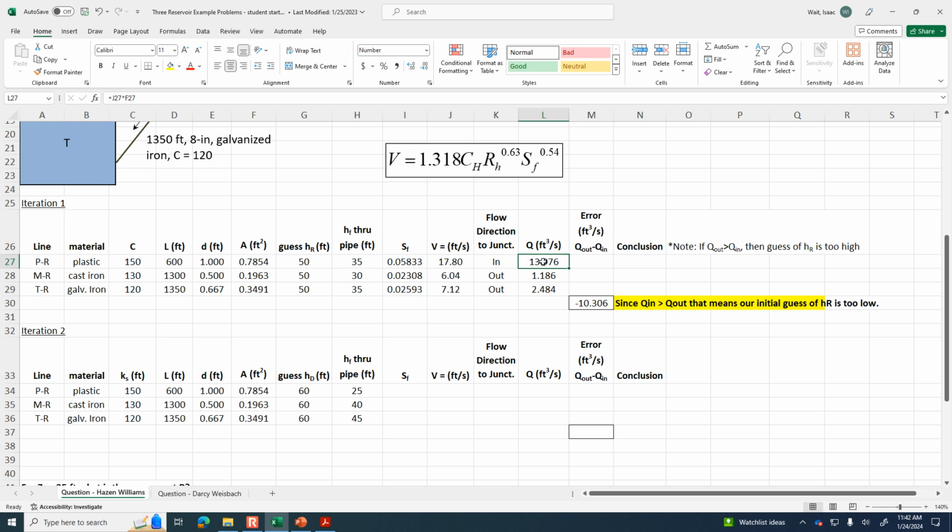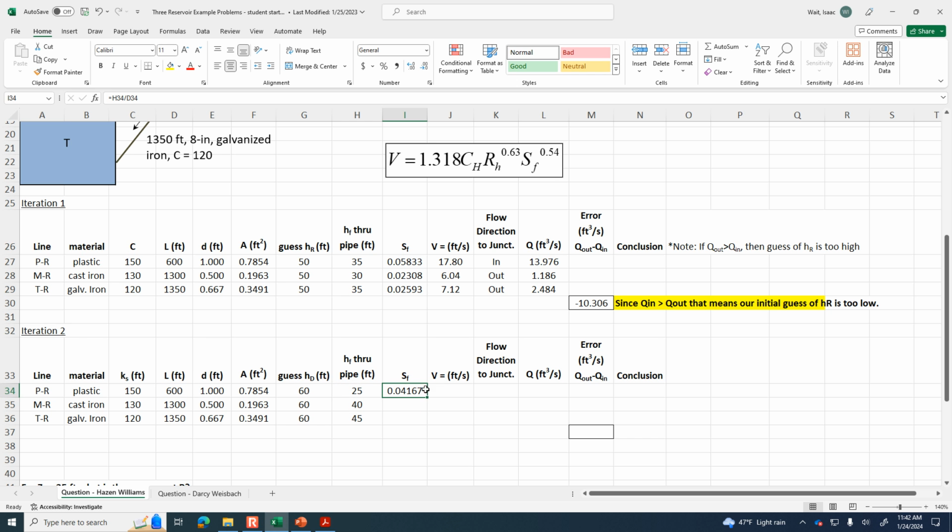So it's too big. What we determined is because in was larger than out, that told us the guess was too low, because the slope of the energy grade line was too high. So if we raise that, getting it closer to the water surface of reservoir P, then that's going to reduce the slope of the energy grade line. Head loss divided by the length of the pipe gives us the slope of the energy grade line.